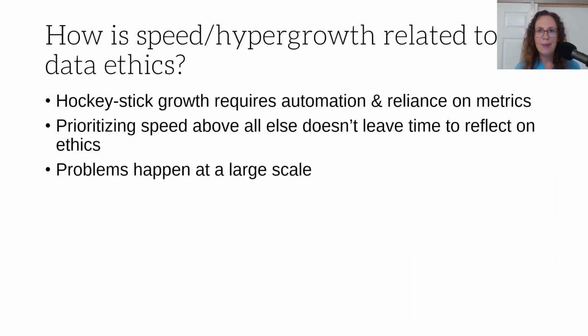Why am I bringing this up in an ethics lesson when we're talking about metrics? Hockey stick growth requires automation and a reliance on metrics. Also, prioritizing speed above all else doesn't leave time to reflect on ethics, and that is something you often have to pause to think about. And following this model, when you do have a problem, it's often going to show up on a huge scale if you've scaled very quickly. So I think this is something to at least be aware of.